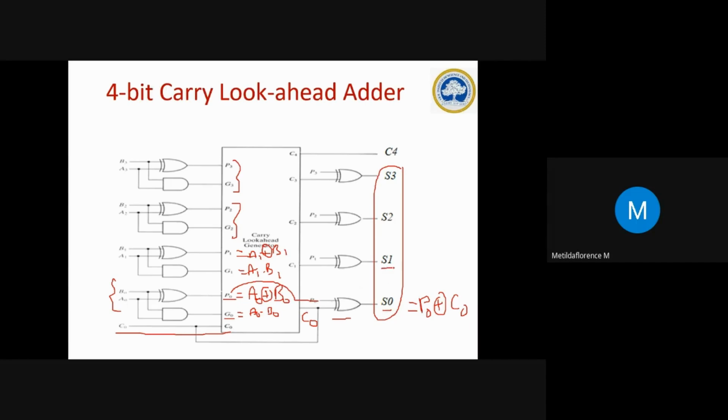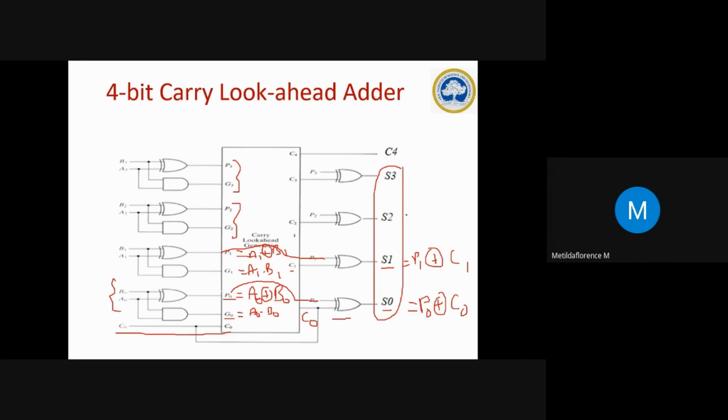For sum 1, what we have to do? Sum 1 equals P1 XOR C1. P1 we calculated here, so it will come as P1 XOR C1. C1 also we generated. C1, C2, everything we generated. So here we'll get sum 1.